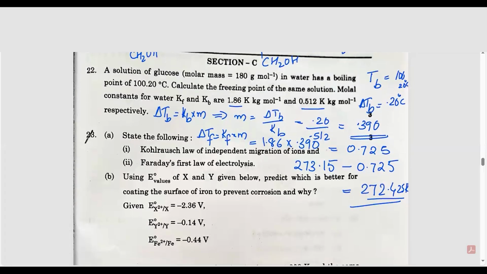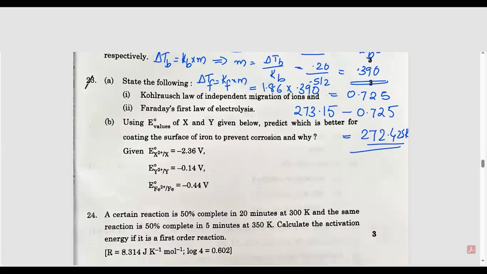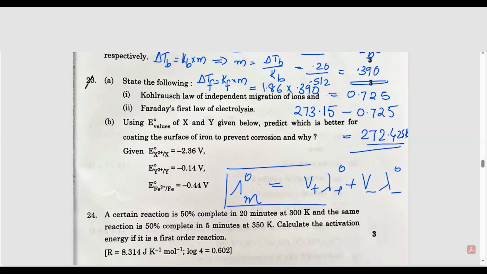Now next are direct questions. Kohlrausch's law of independent migration. What is Kohlrausch's law of independent migration? It states that the molar conductivity of an electrolyte at infinite dilution is equal to the sum of the ionic conductances of the cation and the anion at infinite dilution. This is the equation for Kohlrausch's law. Either you write down the statement or the equation, both are correct.